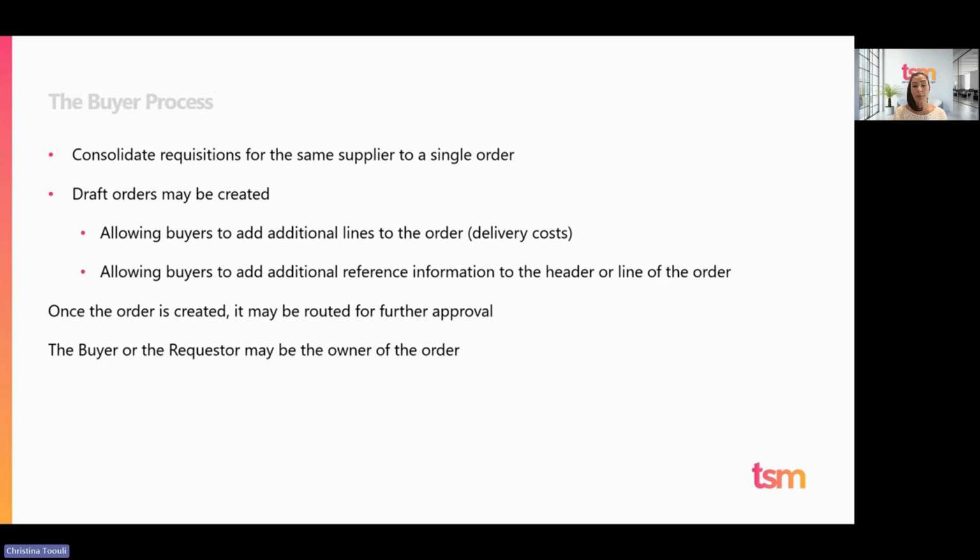You can create draft purchase orders off the back of the requisitions, so the buyer can add additional lines to them. The buyer can also add additional reference information. If, for example, the purchase order being created needs to capture additional information related to prepayments or additional reference fields, then the buyer has the option to intervene and add that information in. And again, once the order is created, if you've got authorization workflows, it will flow through to be approved as normal.